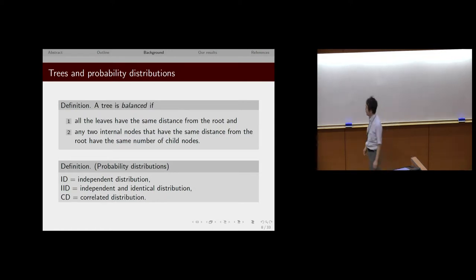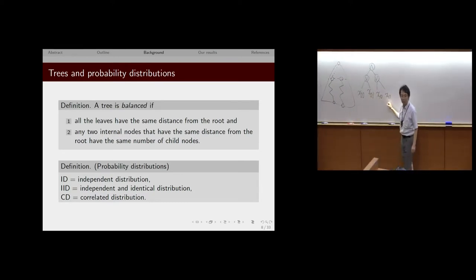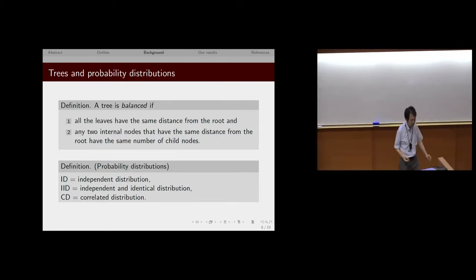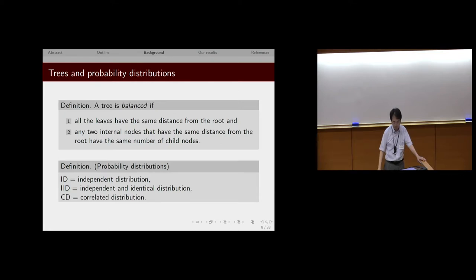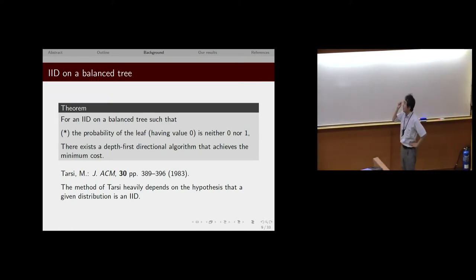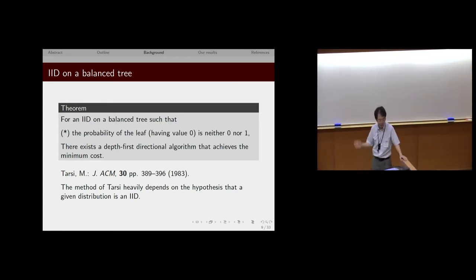So in IID, all the leaves have the same probability of having value zero. CD means correlated distribution. The Tarsis paper in 1983 is an important paper in this topic. He showed this one.